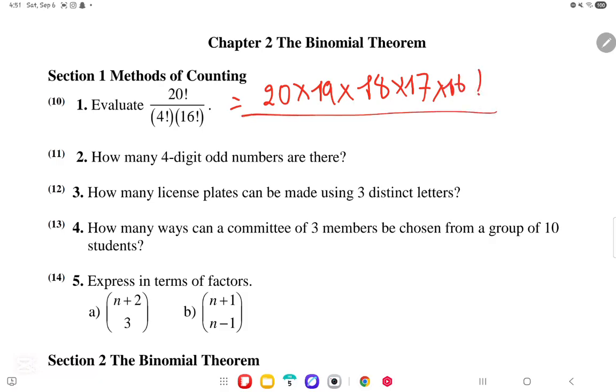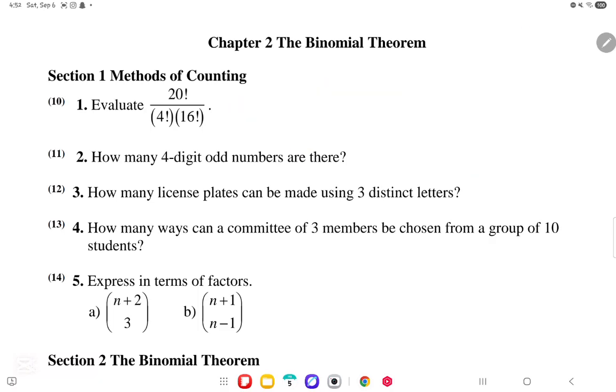Then we put factorial after 16, right? Now, over 4 factorial times 16 factorial. What do we have in common? We have this and this in common. We can erase them. Okay? And now we will be left with what? With 20 times 19 times 18 times 17 over 4 factorial. Just put it on the calculator. And you are supposed to get an answer which is what? Which is 4,845. So that's the answer for question number 1. Let's move on to question number 2.